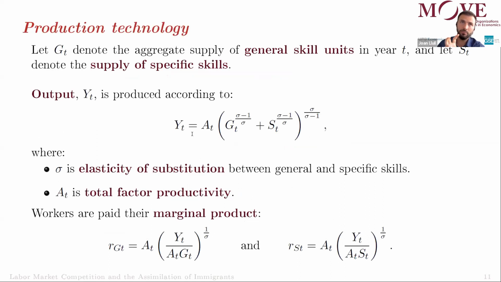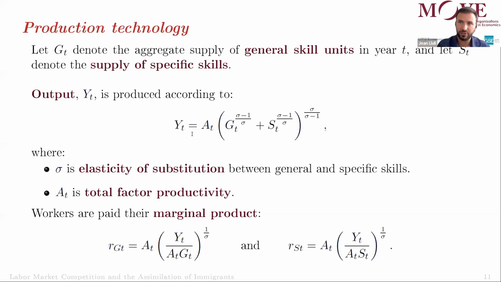Okay, so here output is produced according to this very simple production function. Everything here that's not general or specific skills is in this A_t, which is the TFP type of term. Capital is also embedded there. Everything is embedded there. So what we have here is general and specific skills, and they are potentially imperfect substitutes in production. Okay, so if sigma is not infinite, then they are imperfectly substitutable in production. So you need to nail and you need to talk, okay, to be able to produce.